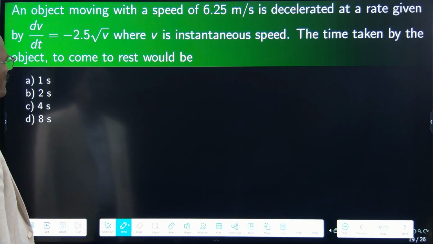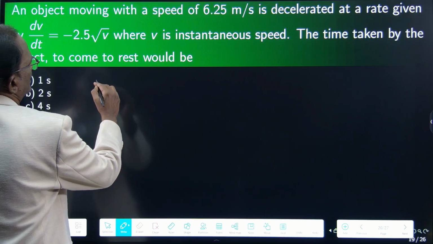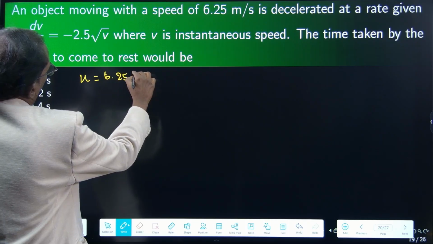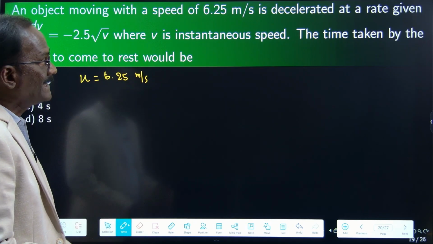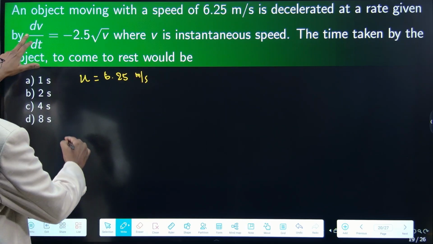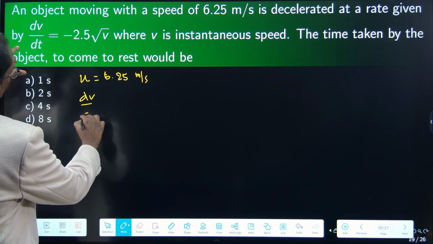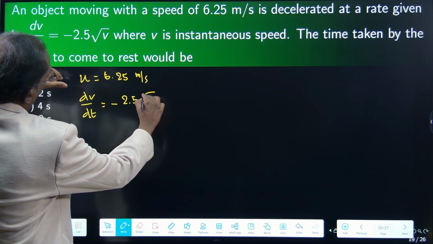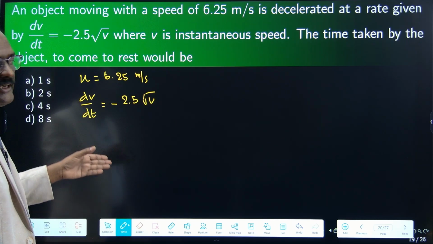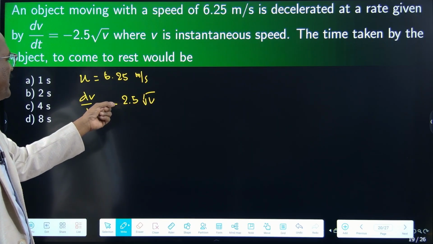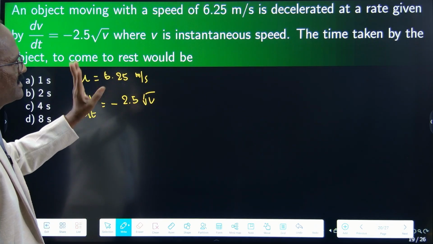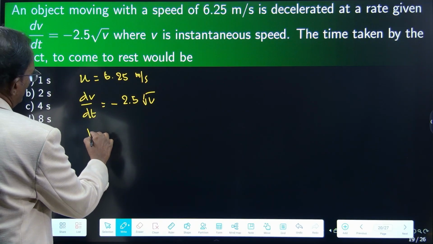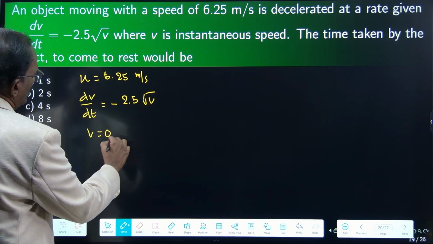So next problem. An object moving with a speed of 6.25 meter per second, so initial velocity is 6.25 meter per second, is decelerated at a rate given by dv by dt equal to minus 2.5 root v. Look at the minus sign, it is deceleration. So dv by dt is nothing but acceleration. Since it is having minus sign, it is deceleration. Where v is the instantaneous speed, the time taken by the object to come to rest would be when v is equal to 0. What is t?